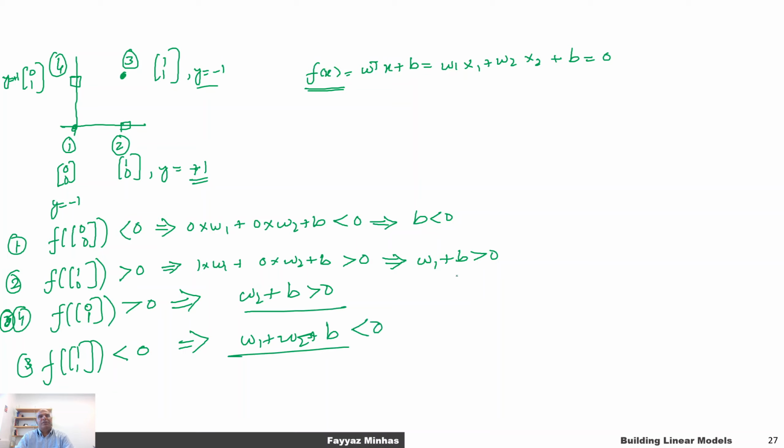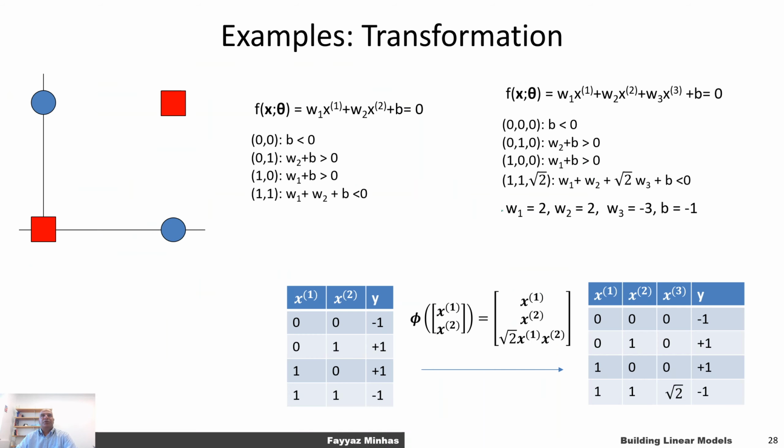If you work on these four constraints, you will be able to see that it is impossible to find values of w1, w2, and b that satisfy them. However, if we use a transformation, and I'm going to talk about that transformation, then we will be able to solve this linearly non-separable problem. And this is what we are going to do here.